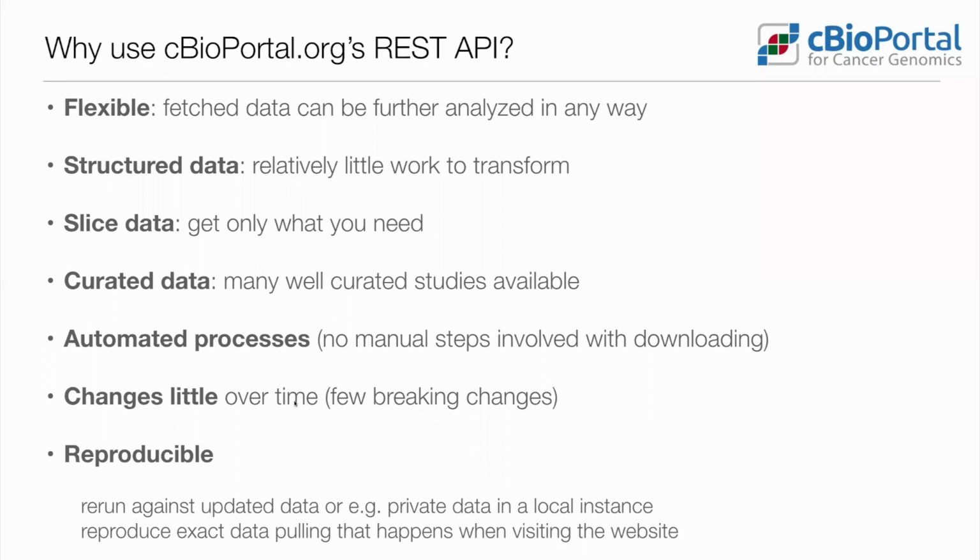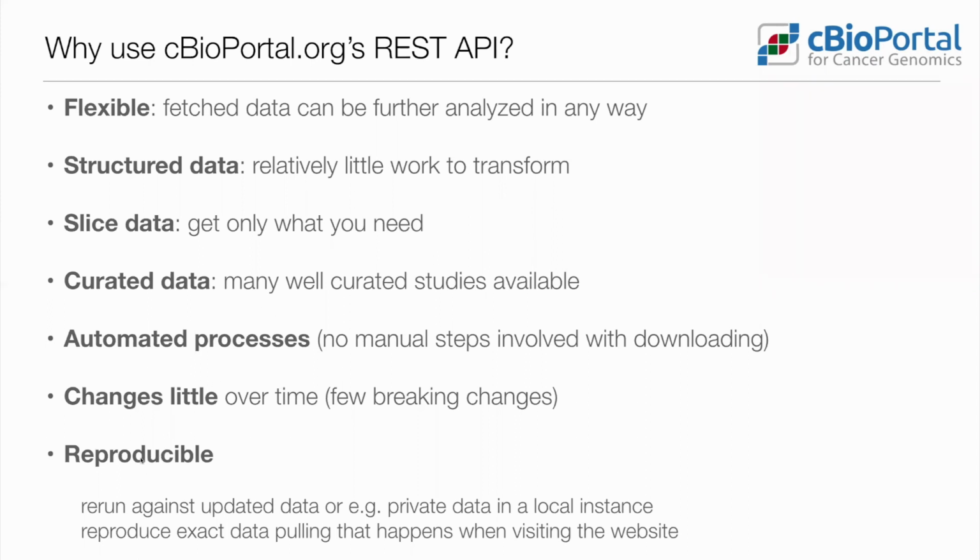Then the other thing is the API changes a little over time. So we version the API, and this will make it very clear when there is some model that has changed or something else, and we'll have backwards compatible support for older versions.